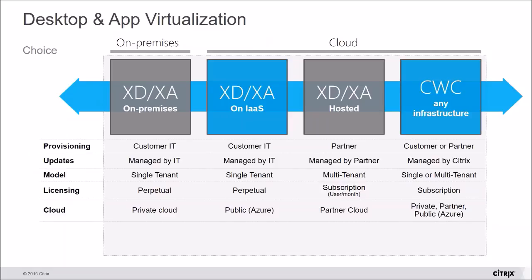More and more we're seeing customers and partners use infrastructure as a service. So they stand up these environments utilizing XenApp workloads and additional management components in an infrastructure as a service model. So again, using perpetual licensing and single tenancy, but not on their own infrastructure, moving that to public cloud.